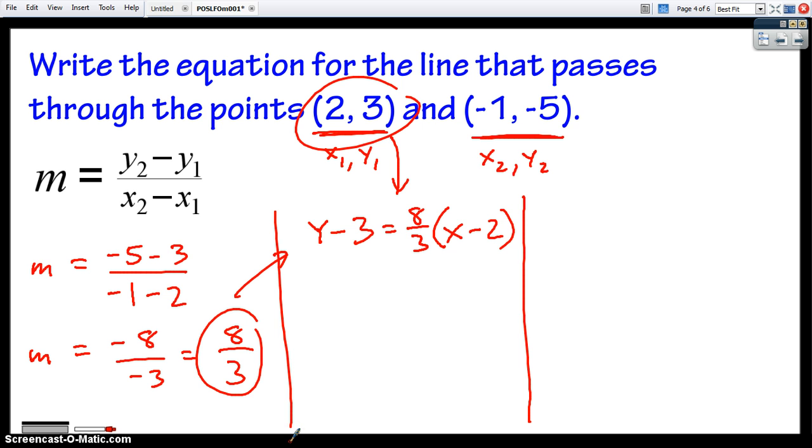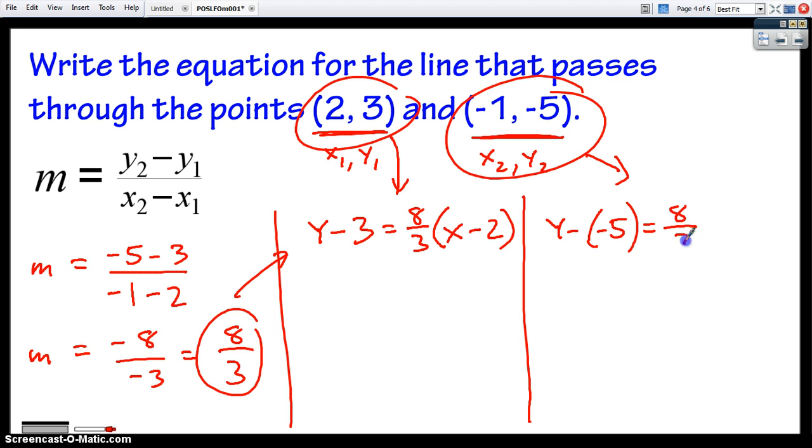Now, like I said though, it doesn't matter which point you use. So let's say somebody else you're working with decided to use this point. Well, they would do y minus -5 equals the slope, which is still 8/3, times x minus the x coordinate, which is -1.